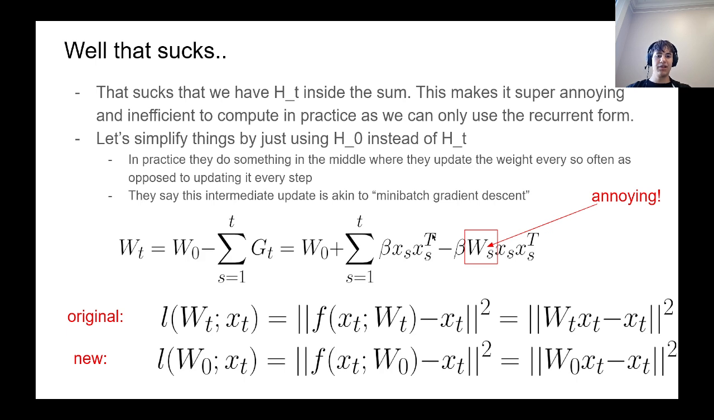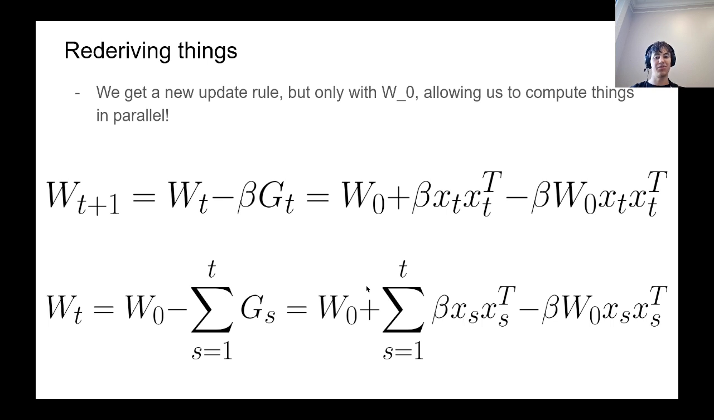So this is really annoying. You can't compute this efficiently. You have to do this sum because you have W at time s right here, and that means you have to update W before you can compute this sum. So you have to compute this sum using a recurrent scan along t. Very annoying. So if we just swap out W_t with W0 in our loss function here, you get a very nice formula. I just rederive everything: literally replace W_t with W0, and you get this summation here.